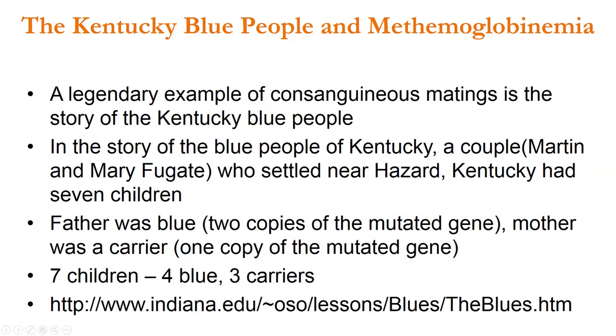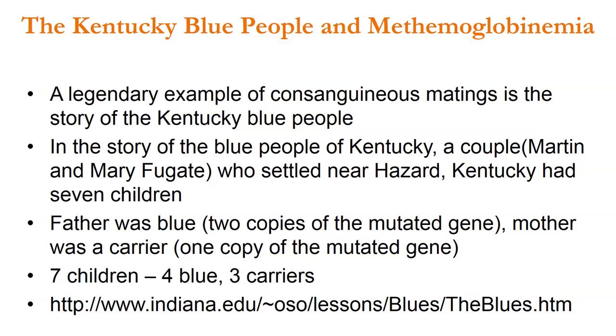So I always use this as an illustration of consanguinity. We had the Kentucky Blue people, and people had heard about this story, but it's actually true. And what happened is, many years ago, I think it was back in the 1700s, you happened to have somebody who was a blue person who had this NADH methemoglobin reductase gene, or 2 copies of the mutant version, and a carrier mother, and they had children. About half their children ended up being affected. I think it was 4 and 3.